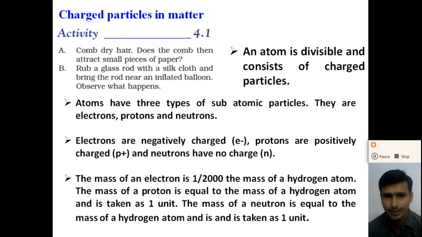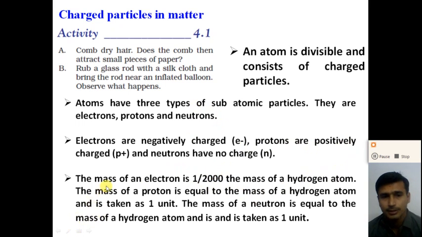First one is the electron, and electrons are negatively charged. Second one is the proton. Protons are positively charged particles. And third one is the neutron. Neutrons have no charge, right? Chargeless particle, neutron. So from that we can say that the atoms are made up of three subatomic particles: electrons, protons and neutrons. Electrons are negatively charged particles, protons are positively charged particles and neutrons are chargeless particles.